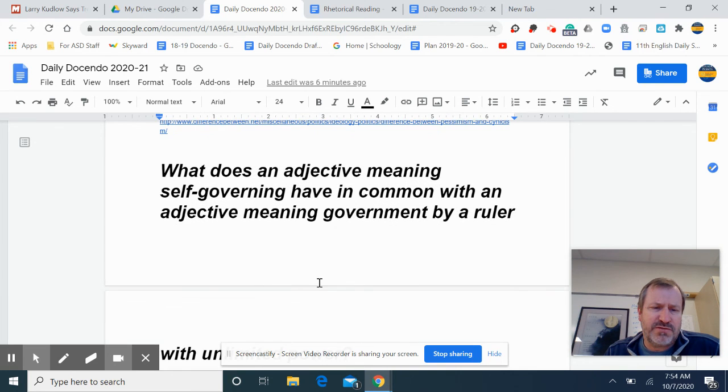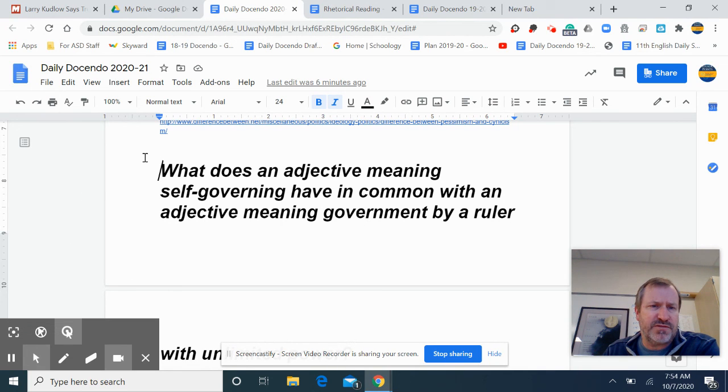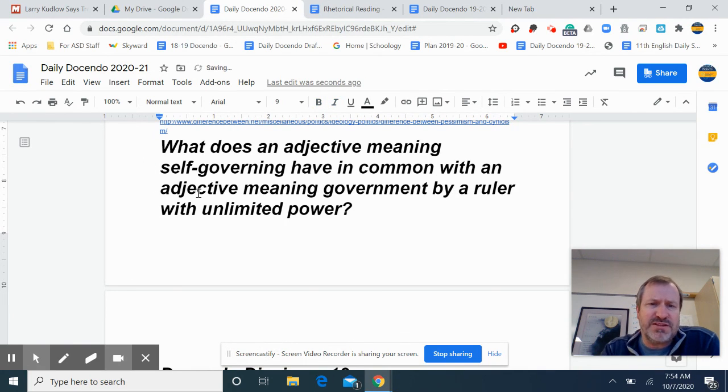Okay, word history mystery for next time. What does an adjective meaning self-governing have in common with an adjective meaning government by a ruler with unlimited power? So now we're talking about words related to government. So think about those two ideas and see if you can come up with a word, or at least one of them, for next time. And I'll see you then.